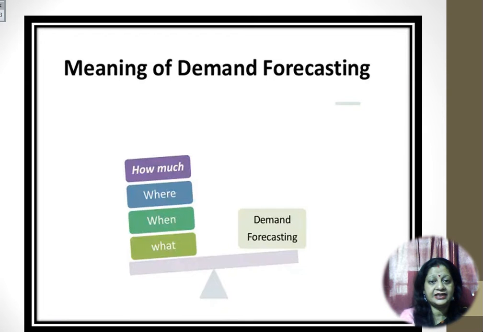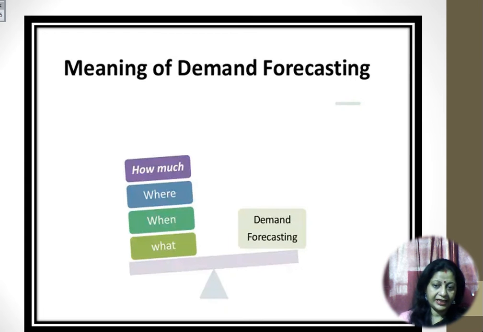Now the next is demand forecasting. What is demand forecasting? If you are going to produce or launch any new product in the market, for that you are going to have a survey of whether the good you want to introduce will work in the market or not, whether that good can be consumed or purchased by the customers or not.